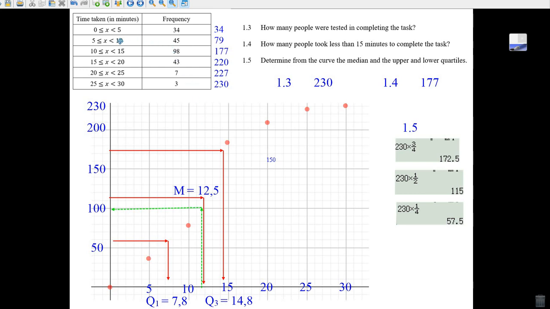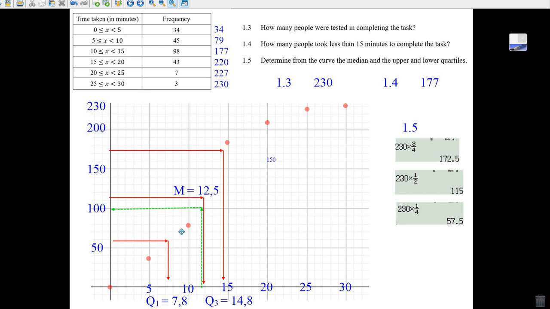Then you go to 10. It's a cumulative frequency curve, the Ogive curve. So you go to 10, and then where you think about 79 is. And then you go to 15, and it goes with 177. You see, you're graphing these numbers. 15 along this way, that's the time taken in minutes, and you go all the way up to 177. And then 20, the endpoint, goes with 220, 25 goes with 227, 30 goes with 230. You get all these dots.